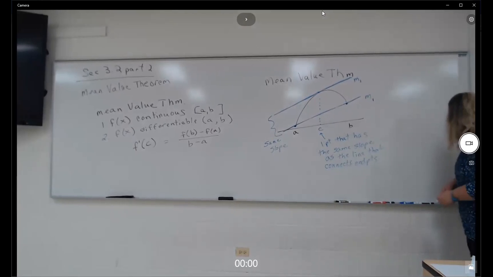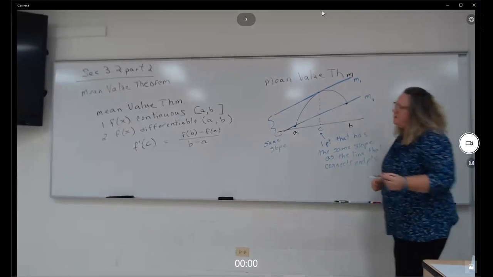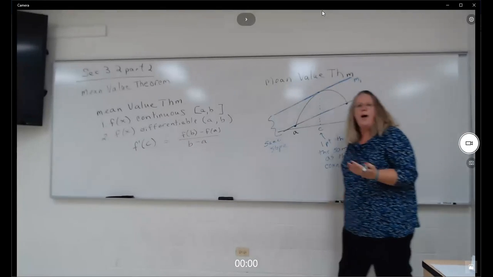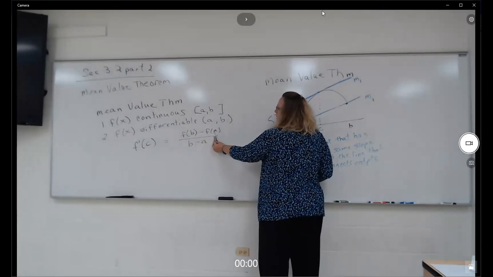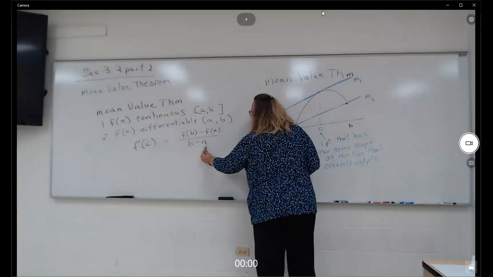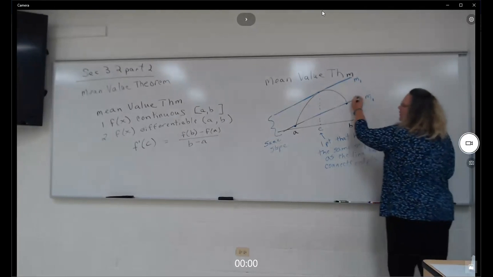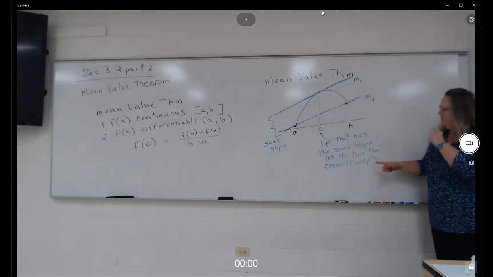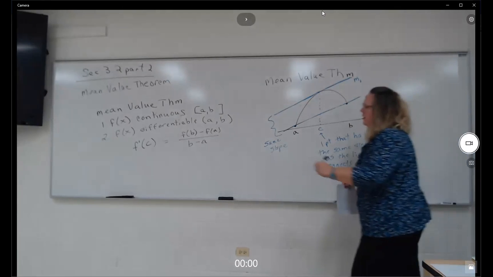What's going on here? Do we see in here, what does f of b stand for? Like y, right? So this is like y2 minus y1 over x2 minus x1. So that is literally finding slope with 2 points. That's finding the slope of the line that connects the endpoints. This is slope.